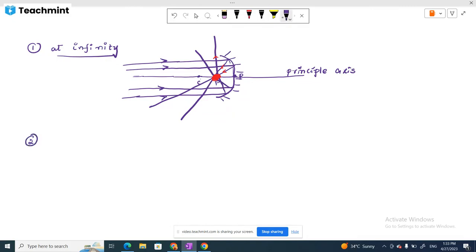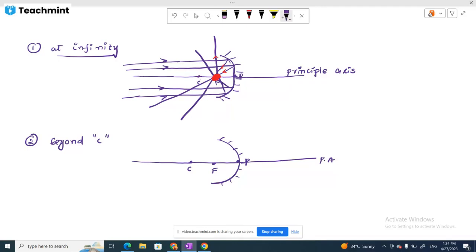So, object behind the center of curvature. Again, draw the concave mirror. This is the concave mirror, this is the pole, and this is the center of curvature. Join the center of curvature and pole. That is called the principal axis. The midpoint of the center of curvature and pole is your focus.